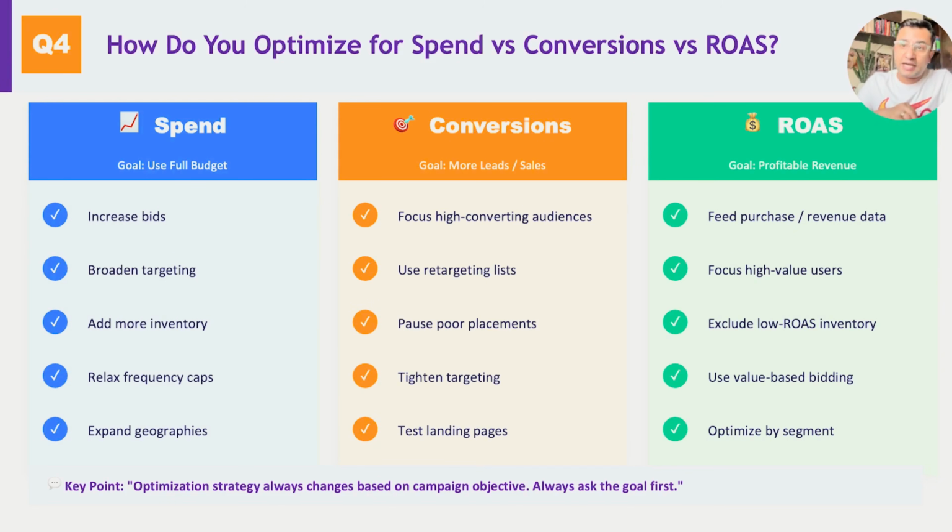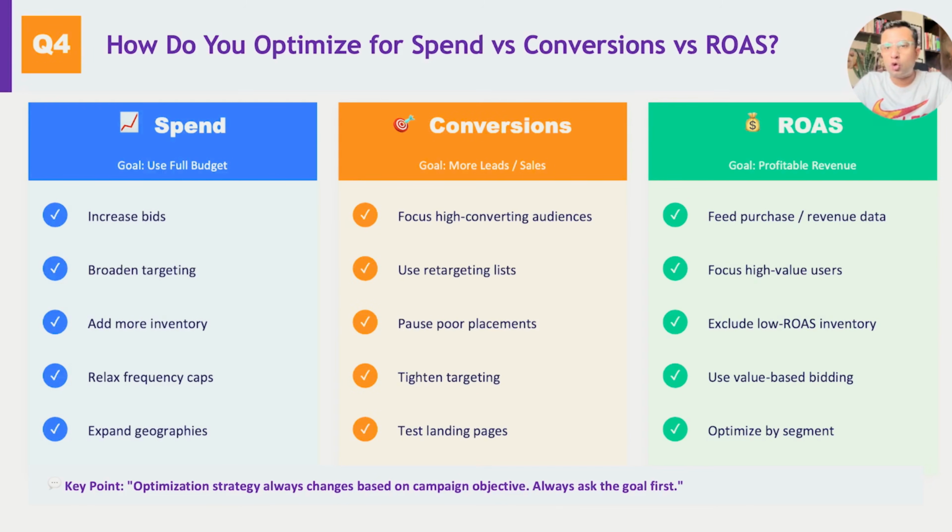When the goal was spend, I did exactly the opposite things compared to what I did when my goal was conversions. In spend, I relaxed the frequency caps. In conversions, I tightened up the targeting. In spend, I added more inventory. In conversions, I paused the poor placements. So when the goal changes, the strategy completely changes.